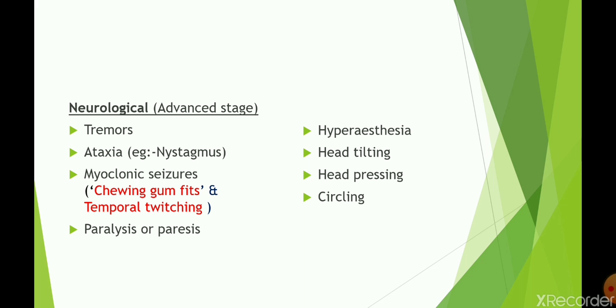Then there can be myoclonic seizures. Myo means muscle, clonic means twitching. In the myoclonic seizures, we can see there will be shivering of the muscles. It lasts for only 2 or 3 seconds, unlike in ataxia. Ataxia can last for 5 or 6 seconds. This myoclonic seizures will be only for 2 or 3 seconds, even though it can occur in an episodic fashion.